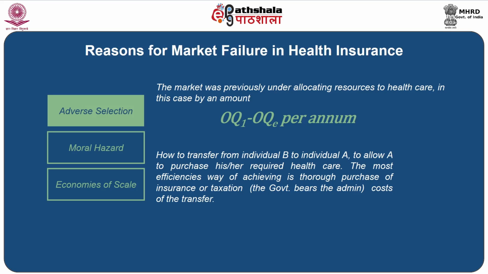How to transfer from individual B to individual A to allow A to purchase his or her required healthcare? The most efficient way of achieving this is through purchase of insurance or taxation. The government bears the administrative costs of the transfer.